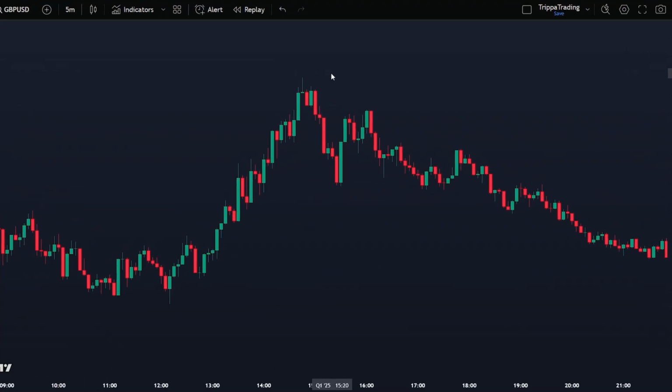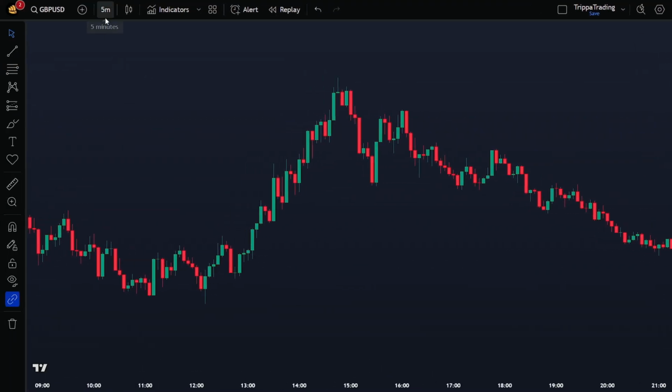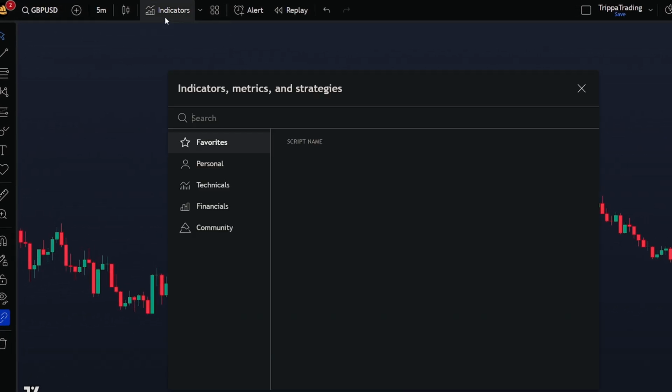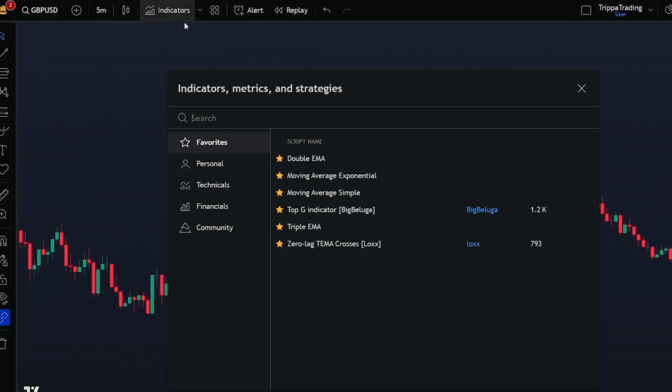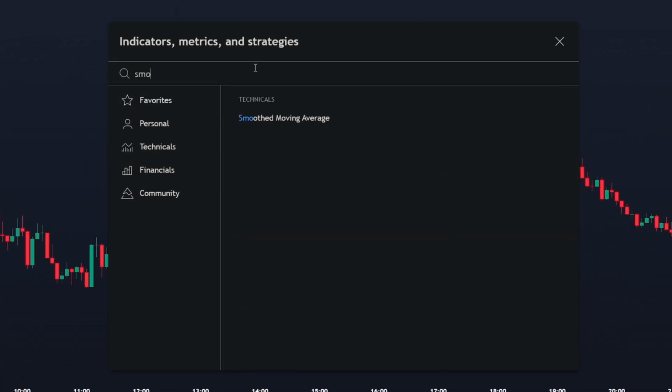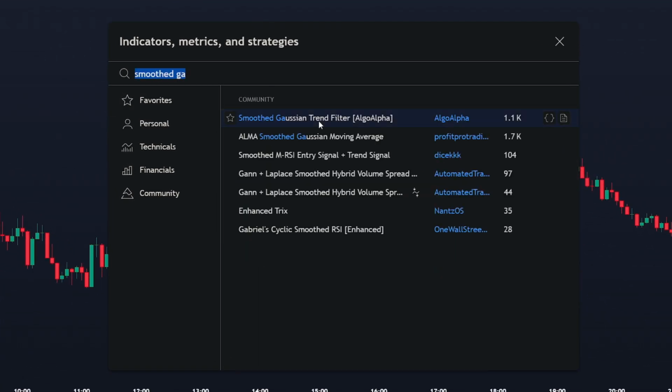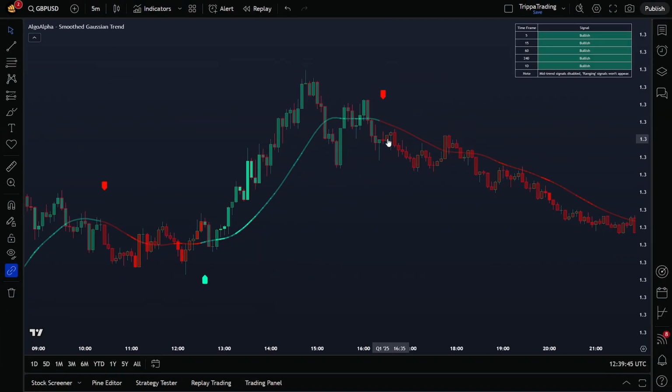So I'm in TradingView. I'll be using the 5-minute time frame of GBP/USD. First of all, to add the indicator, click on Indicators. Search for Smooth Gaussian Trend Filter. Select the one created by Algo Alpha. This is how this indicator looks on the trading chart.